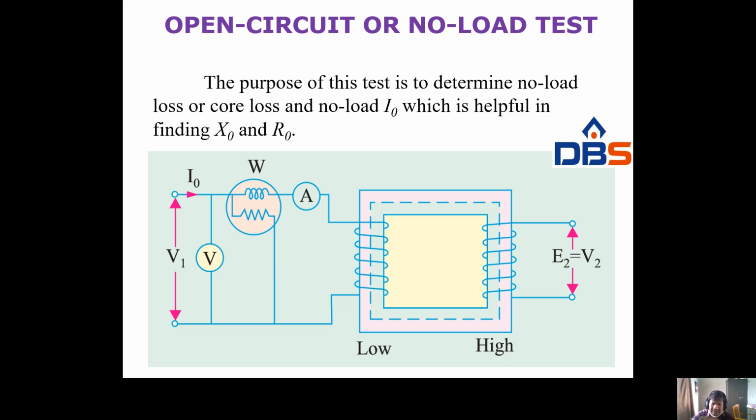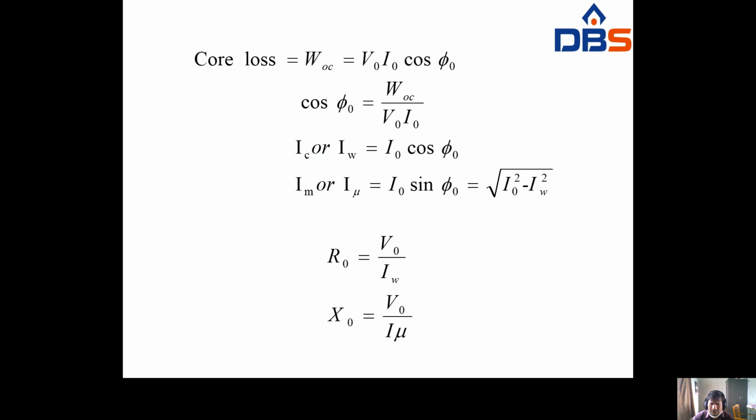By using these three values, we can determine the shunt branch parameters, that is R naught and X naught. Now look at the theoretical calculation. We know the core loss or no load loss WOC is equal to VOC IOC cos phi naught. We know the values of V naught, I naught and WOC. Therefore, the no load power factor cos phi naught is equal to WOC by V naught I naught.